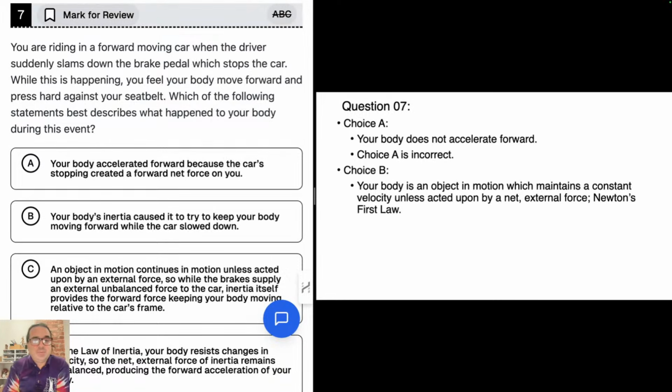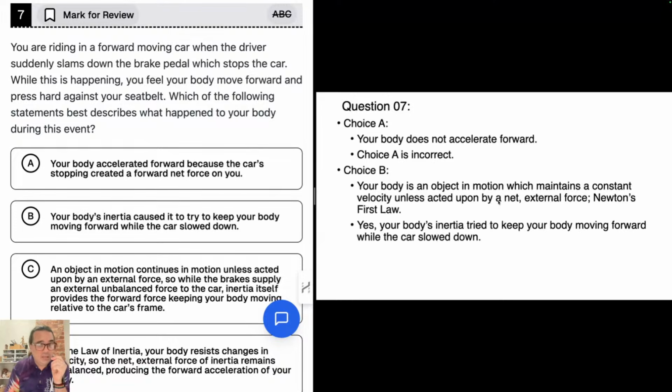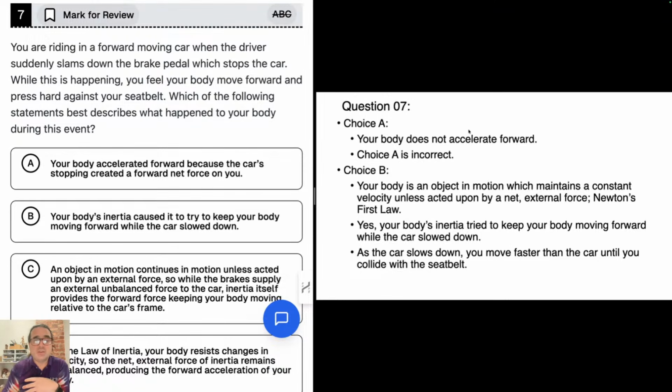Choice B. Your body is an object in motion which maintains a constant velocity unless acted upon by a net external force, Newton's first law. Yes, your body's inertia tried to keep your body moving forward while the car slowed down. So as the car slows down, you move faster than the car until you collide with the seatbelt. So choice B is correct.